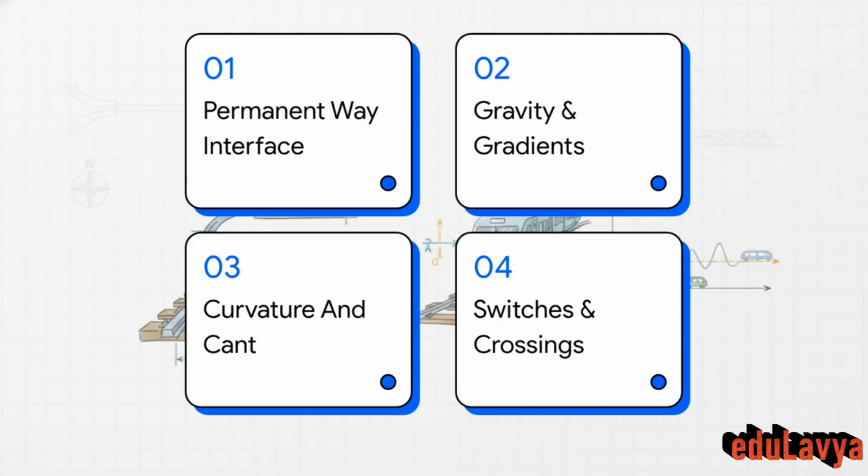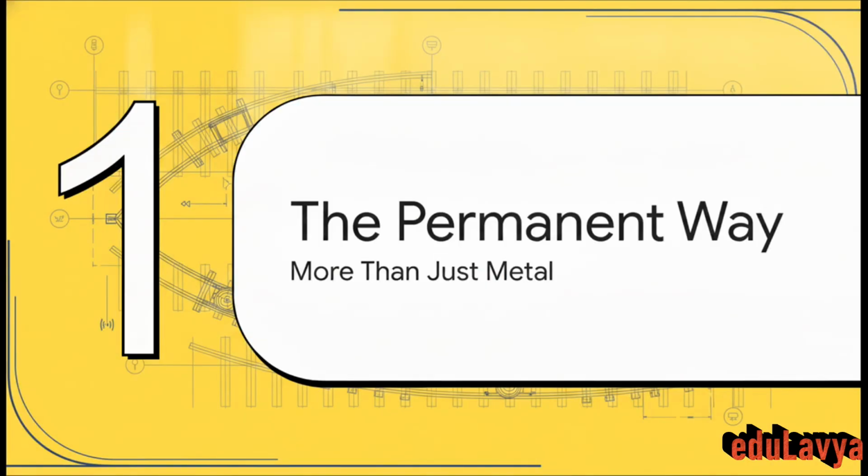We'll start with the permanent way interface, then tackle gravity and gradients, move on to curvature and cant, and finally wrap up with moving tracks, specifically switches and crossings. Let's get to it. All right, Section 1, the permanent way interface, more than just metal.